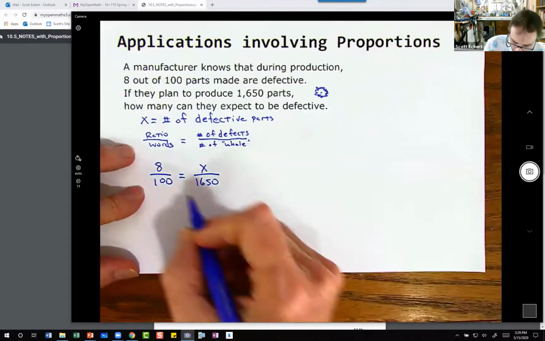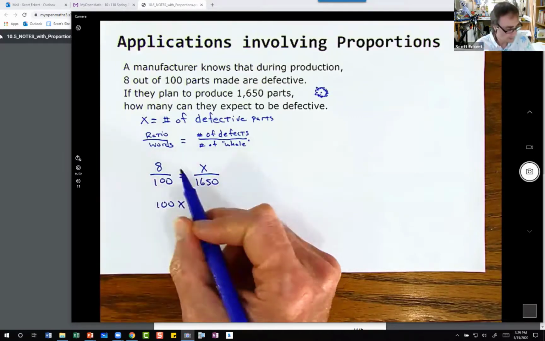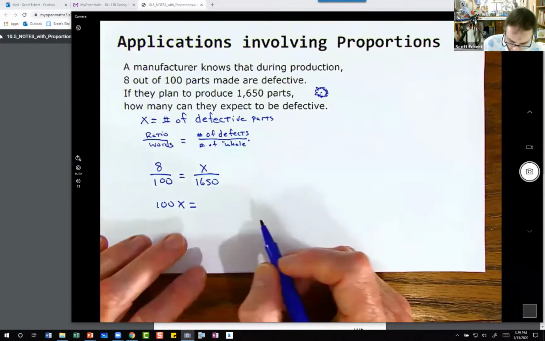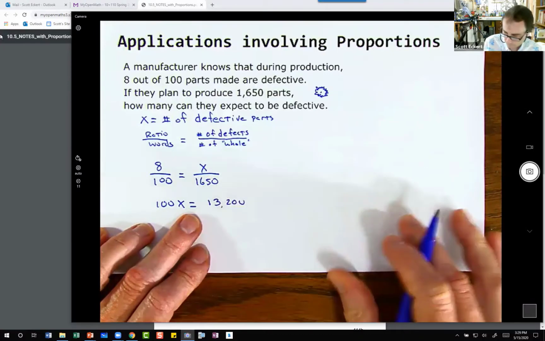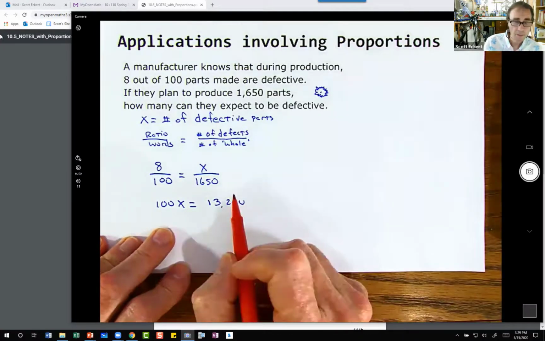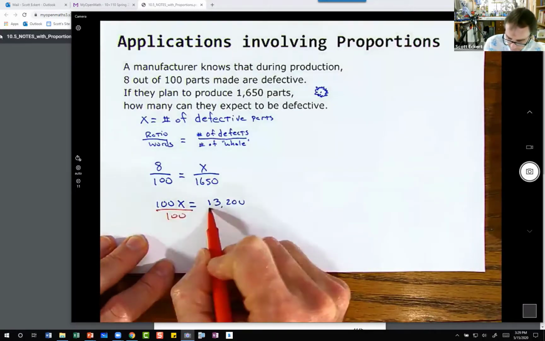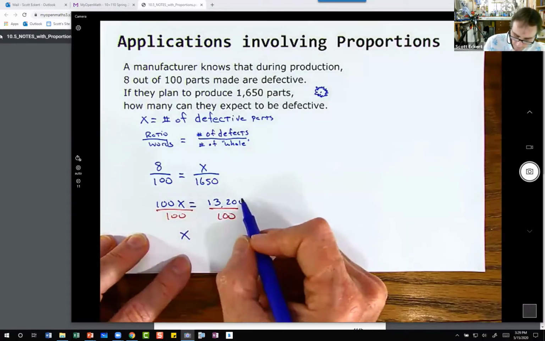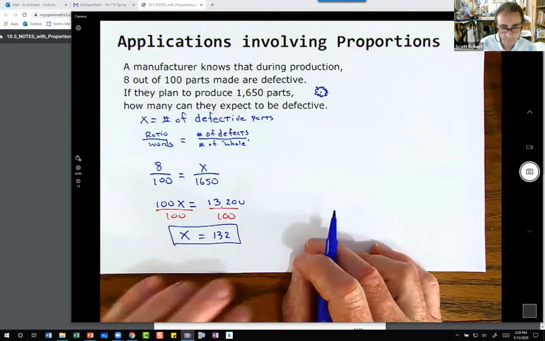Okay, so let's cross multiply. 100 times X, and cross multiplying this way, 8 times 1650. I'm going to have to do some calculator pushing here. And we get 13,200. No fraction. The proportion started out with fraction. We cross multiplied, no fraction. We can solve easy here. The hundreds cancel. Hundreds cancel. We get 132.